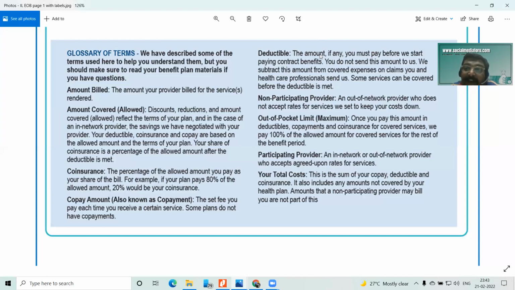Once you finish paying that amount, only then will the insurance start paying. Till then, they won't pay even a single penny. You are paying your full medical expenses from the commencement date of your insurance until you spend the deductible value for your health services. That's very important. Okay. And then non-participating provider, as I already told you, who does not accept the rates for services we set to keep your costs down. Okay. Non-participating providers sometimes don't accept when you negotiate with the provider.